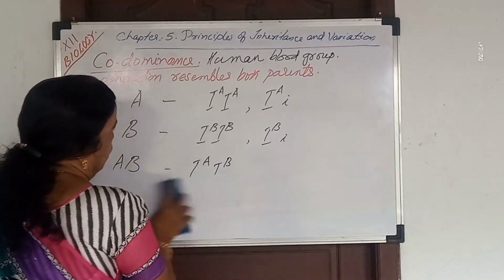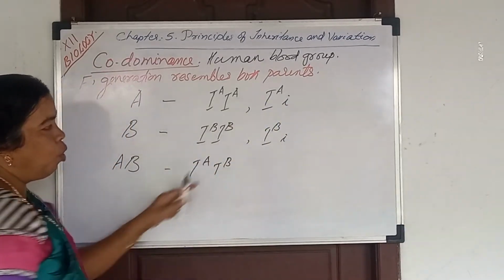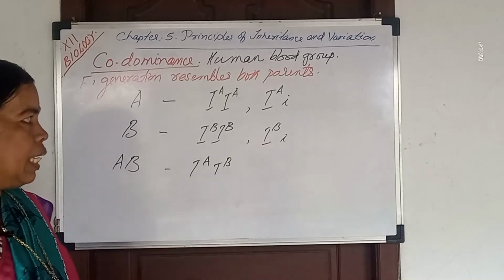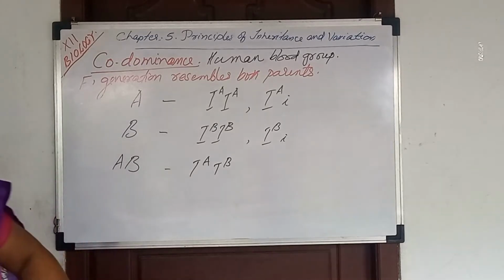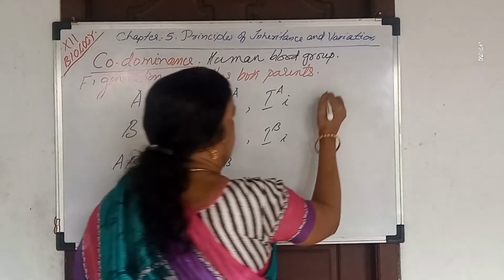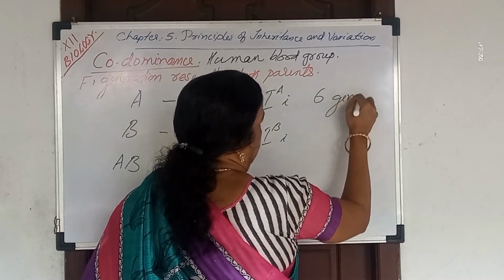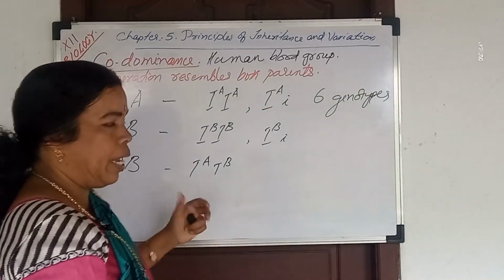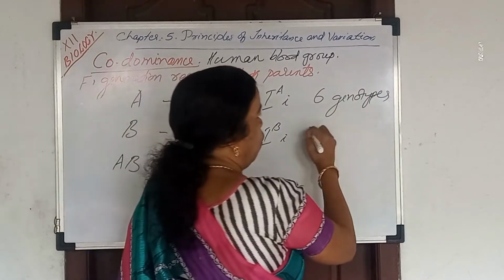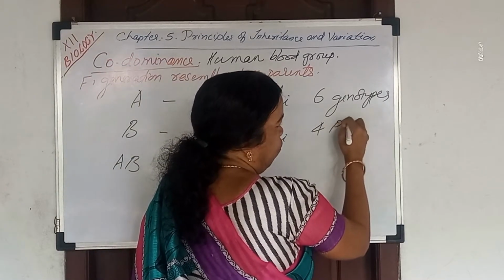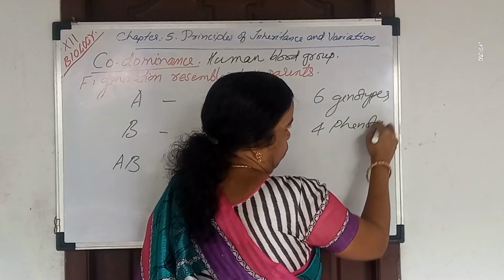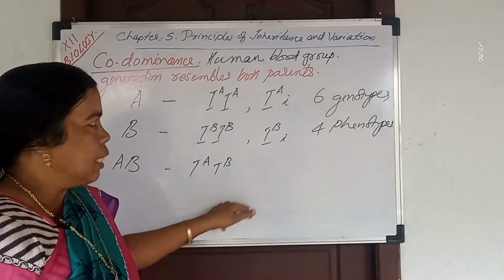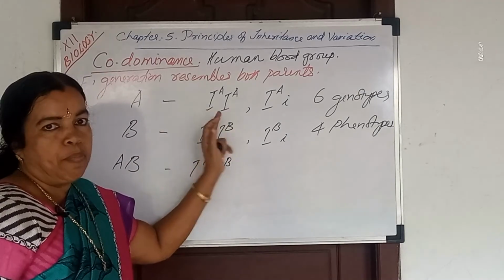Then genotypes. Here two genotypes, here also two, four, this one five, O group six. Six genotypes are possible in the human population. Then it expresses as four groups: A, B, AB and O. So that is the phenotype. Four phenotypes. So in this way, multiple alleles govern this character, blood group.